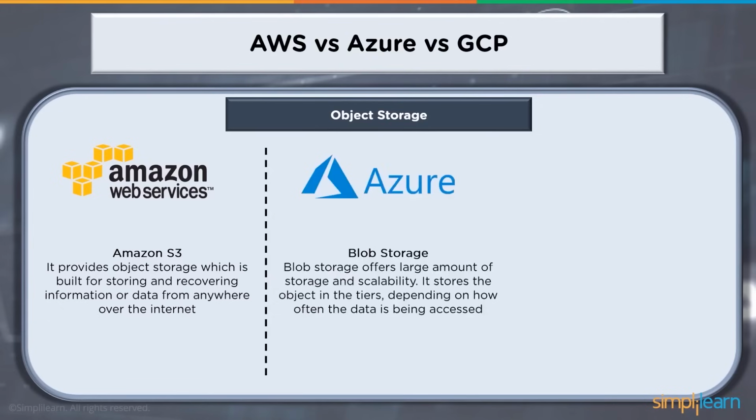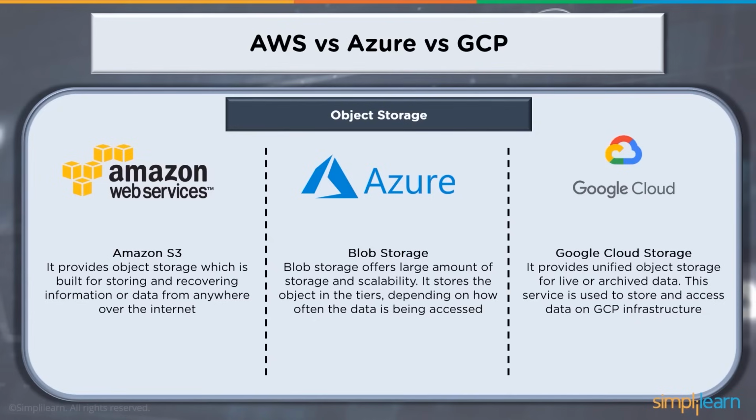Azure comes up with Blob Storage, that is binary large objects storage, and offers a large amount of storage and scalability. It stores the objects in tiers depending on how often the data is being accessed. Now the same thing applies to even S3, which is from Amazon. So S3 also has different kinds of storage classes which can be selected when a user or an organization intends to use a storage service. And when I speak about storage classes, it basically means having a frequent access storage or an infrequent access storage, or what we call just an archival solution.